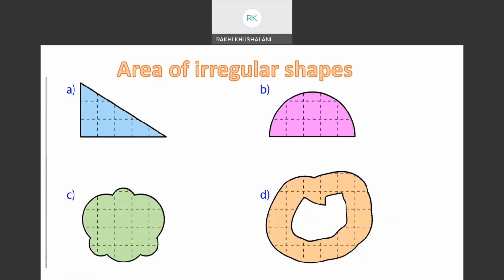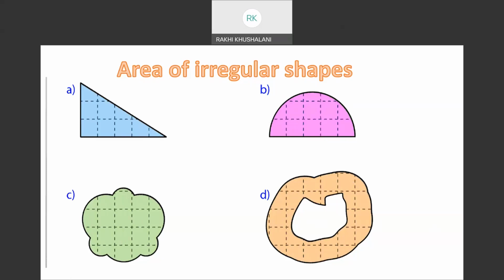Now we are talking about area of irregular shape. Triangle, a semicircle, some shape it is, and this is also some shape which is empty inside. Only this is occupying the space, maybe a cloth material cut from inside, like that you can consider a paper.